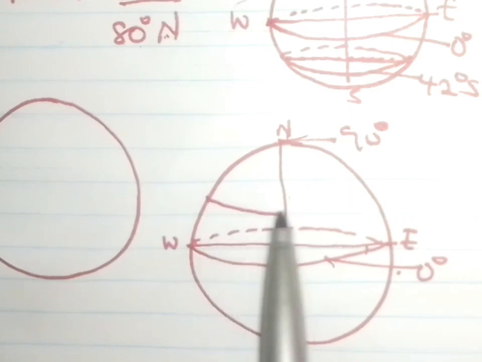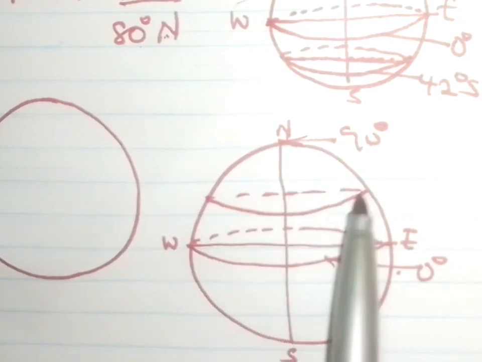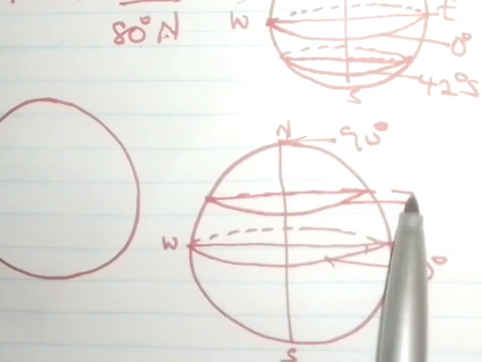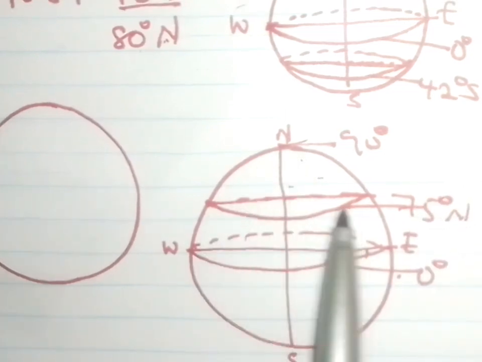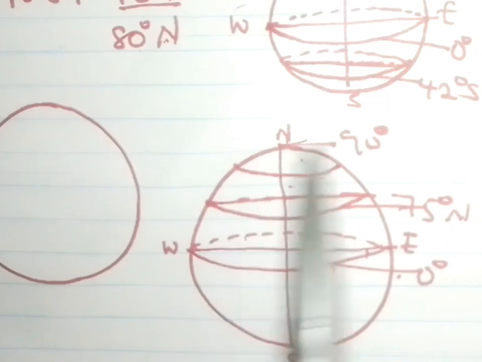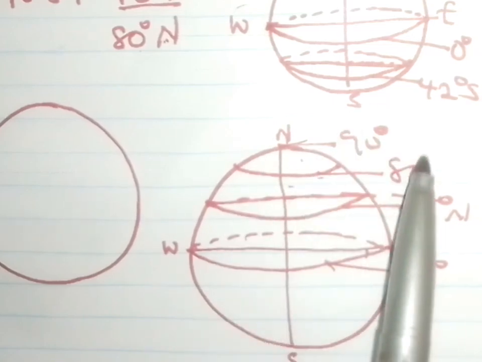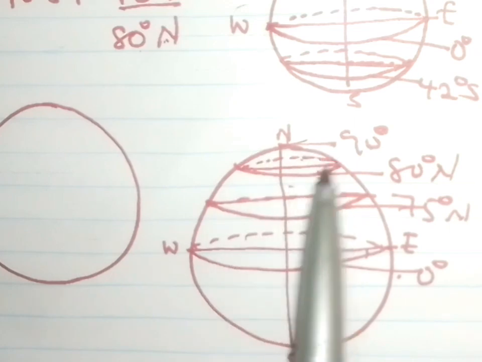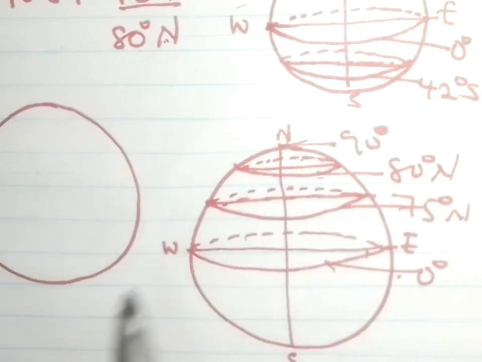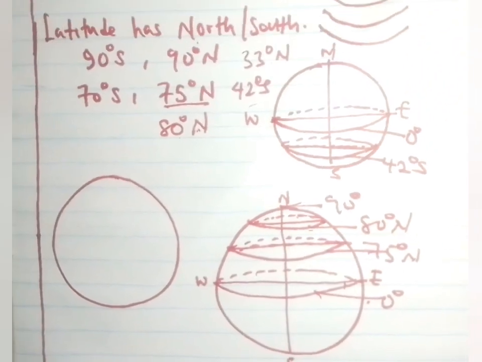Just come down here and do something like this. So this will be 75 degrees north. Then at the top here, don't put it down. That should be at the top because it's increasing upwards. Then this one will be 80 degrees north. Then join here and dot the back. So that's about latitudes.